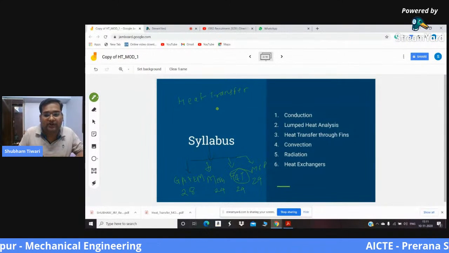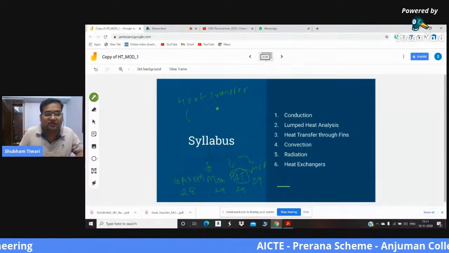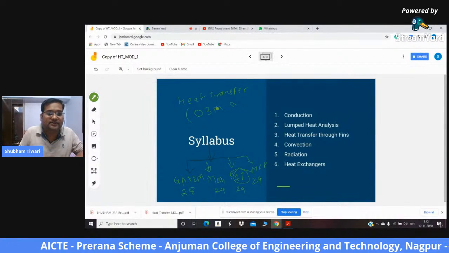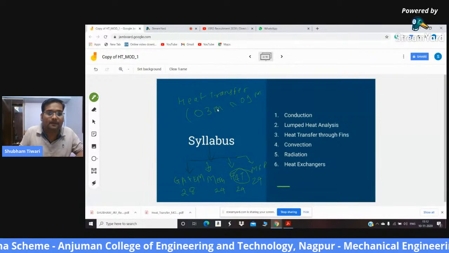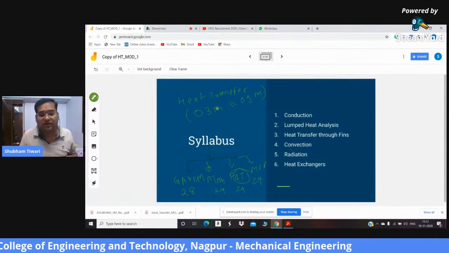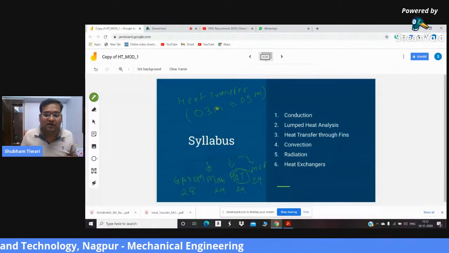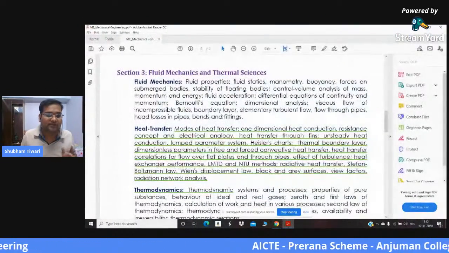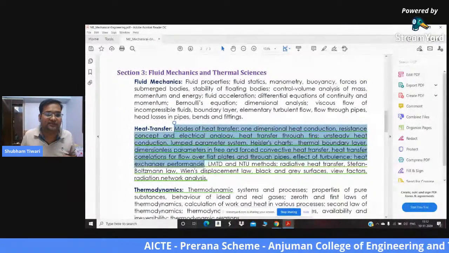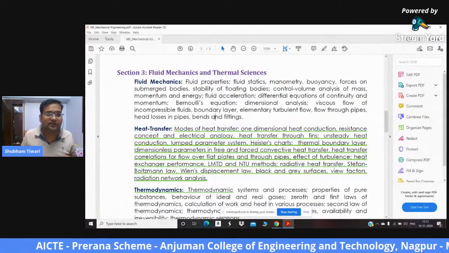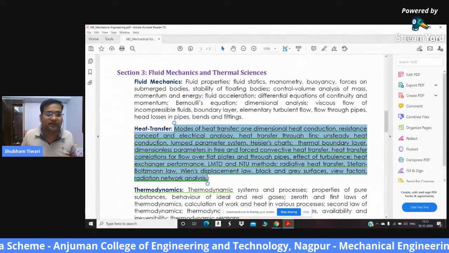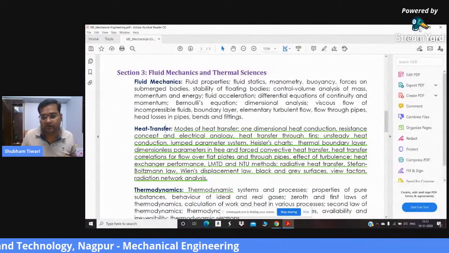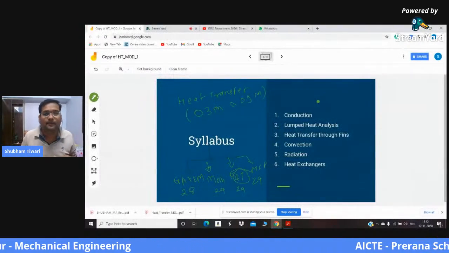What I have observed over the last 5 years is that heat transfer is asked for a minimum of 3 marks and a maximum of 9 marks. So this is a pretty important subject for us. If you check any official syllabus, this is how the syllabus of heat transfer looks. It is kind of hectic to understand, and students may get confused about what to study and what not to. Let us just break it down simply into 6 chapters.